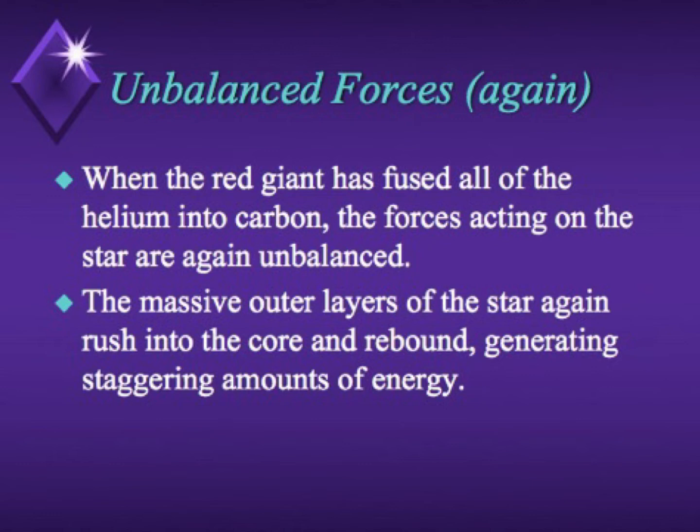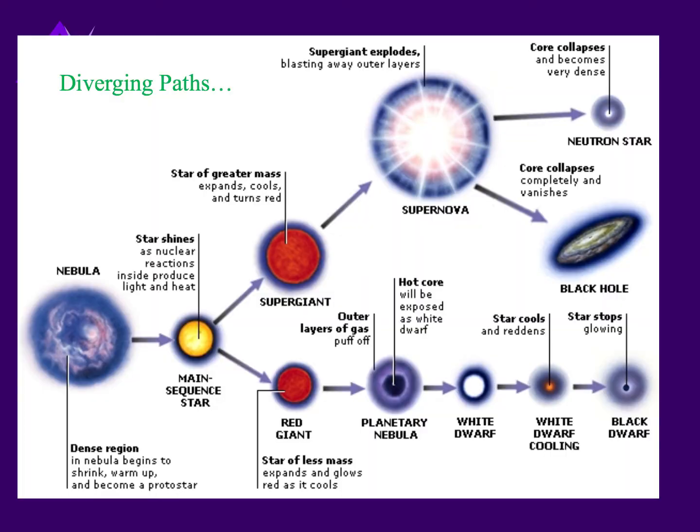The process continues. Once the supply of helium is exhausted, the star again becomes unbalanced, collapsing again. This collapse and subsequent rebound releases tremendous amounts of energy. Here, the paths of different types of stars diverges.